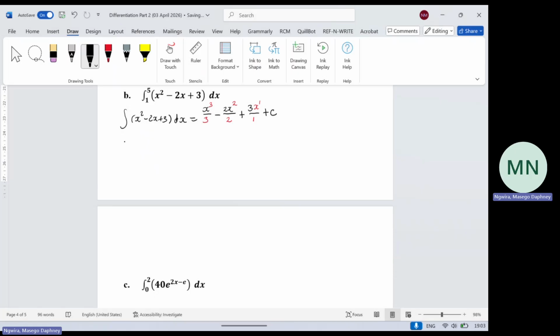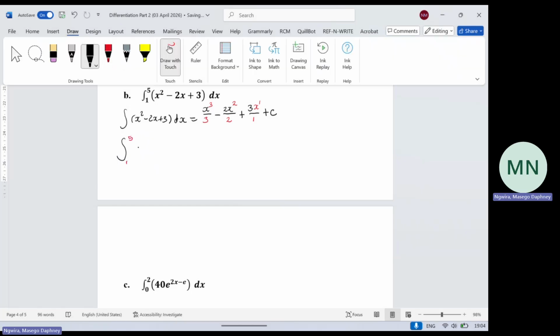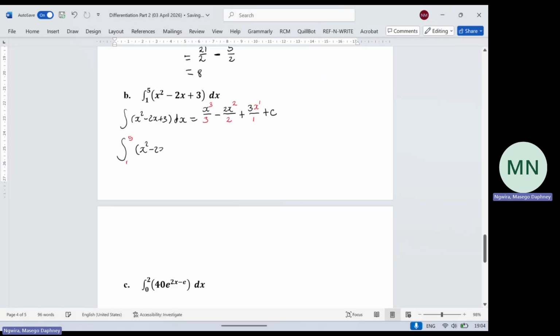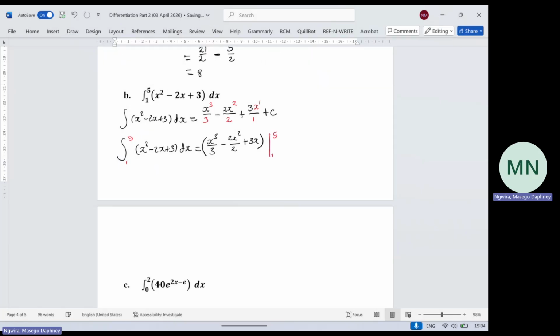So now we can do it again. The integral from 1 to 5 of x squared minus 2x plus 3 with respect to dx is going to be equal to x to the power of 3 over 3, and then minus 2x to the power of 2 over 2, and then plus 3x. This is with this interval 1 and 5.